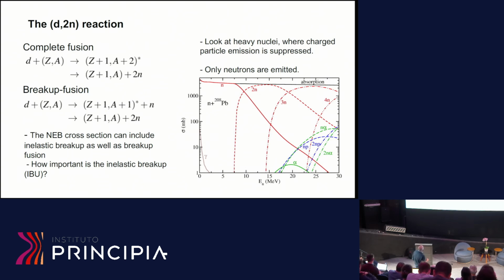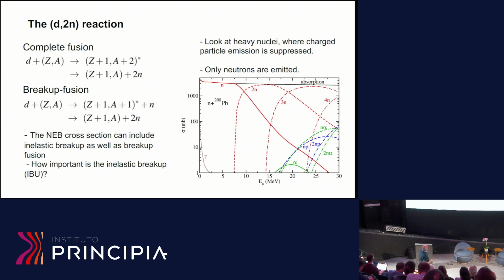Well, one of the complications of compound nuclear reactions is that when you want to calculate emission, you have an equilibrium process. So what you have to do is calculate ratios of transmission coefficients times final state densities. And the density calculation can complicate things. One of the good things about the d,2n reaction is that if we look at heavy nuclei, charged particle emission is suppressed, and the only thing that enters is the neutron emission.